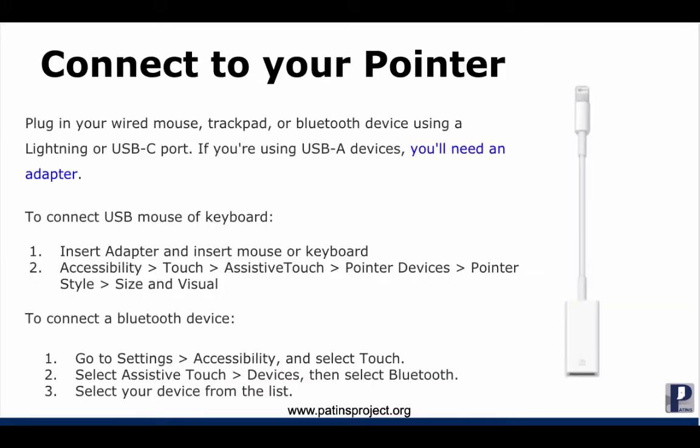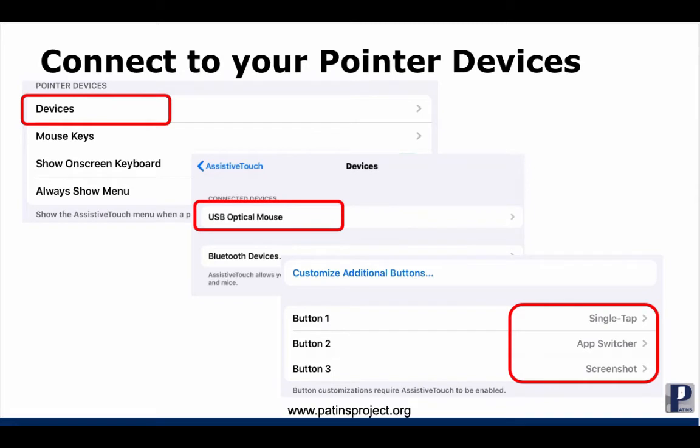In order to do this, you will need the lightning connector or the camera adapter, the instructions there. After inserting the camera adapter into your iPad, you can connect your USB mouse. You will go to accessibility settings and go to pointer devices, choose USB optical mouse.